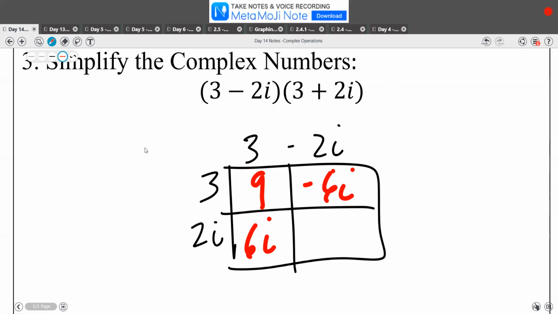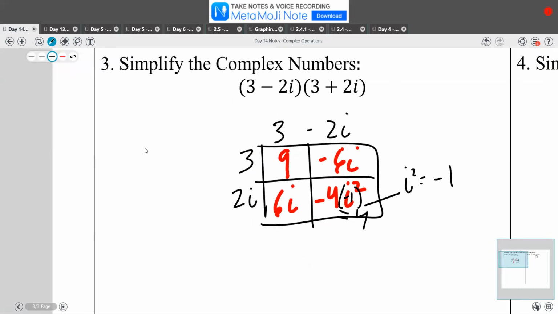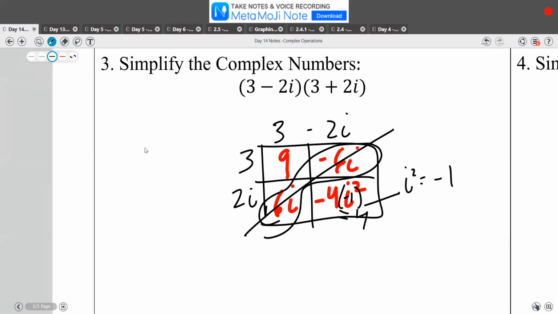And then we got 2i times negative 2i. That would give you negative 4i squared. Now remember again, i squared is the same thing as negative 1. So technically this is negative 4 times negative 1, which is 4. All right, so let's just combine like terms. Those two are going to equal 0. And I'm left with 9 plus 4, right, which is 13.